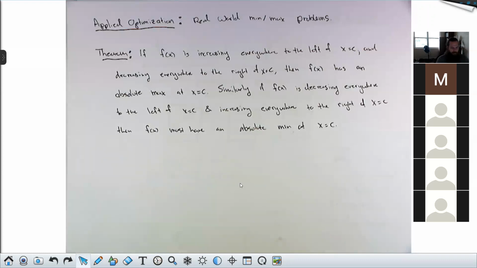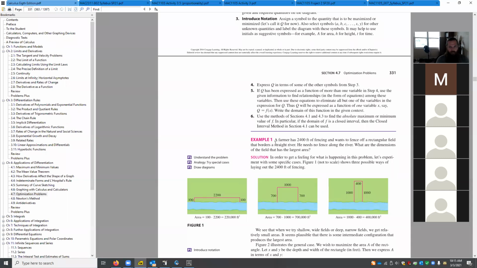So let's get back to this. I'll just take the first example from the textbook here. They say a farmer has 2,400 feet of fencing to fence off a rectangular field that borders a straight river. What dimensions maximize the area?